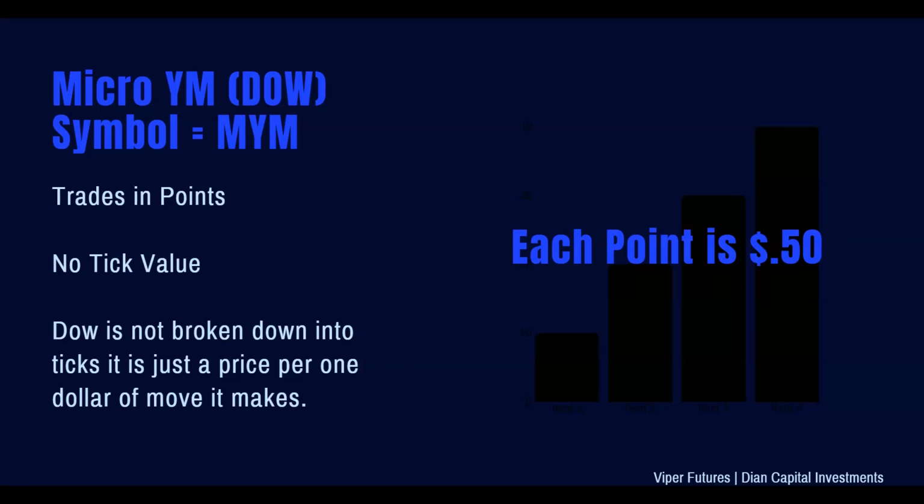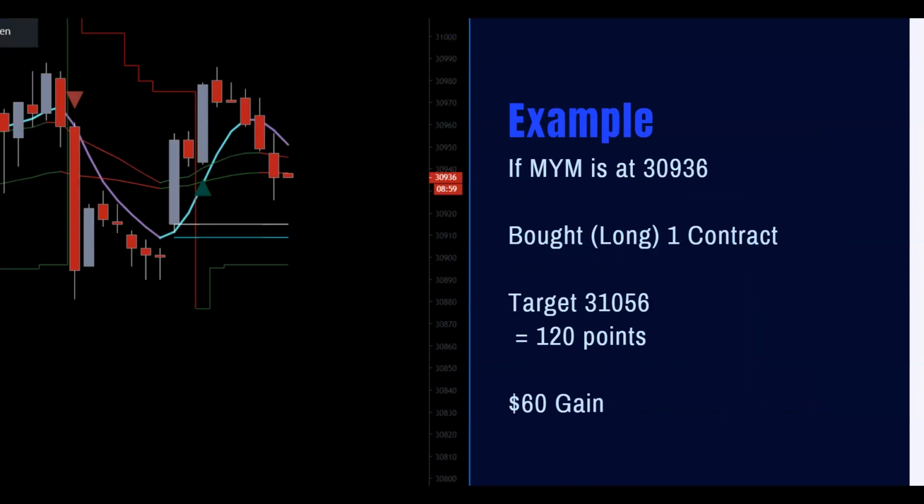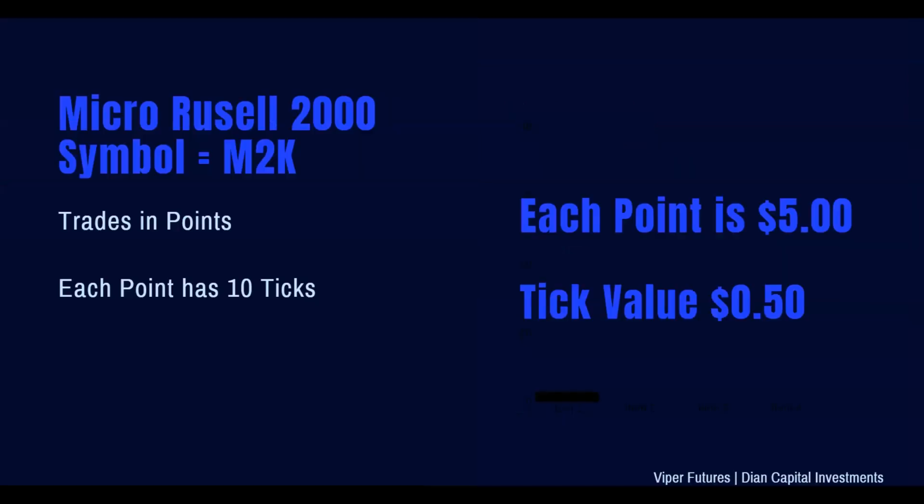An example here would be if the Dow is at 30,936 and you bought 1 contract long with a target of 31,056, which is equivalent to 120 points. If you got to that, you made 60 bucks.